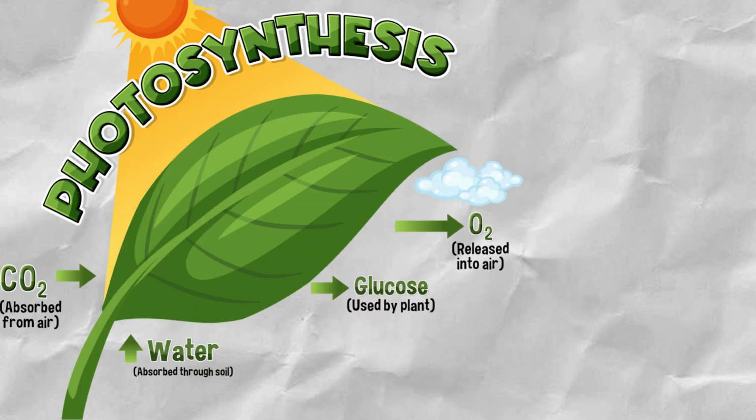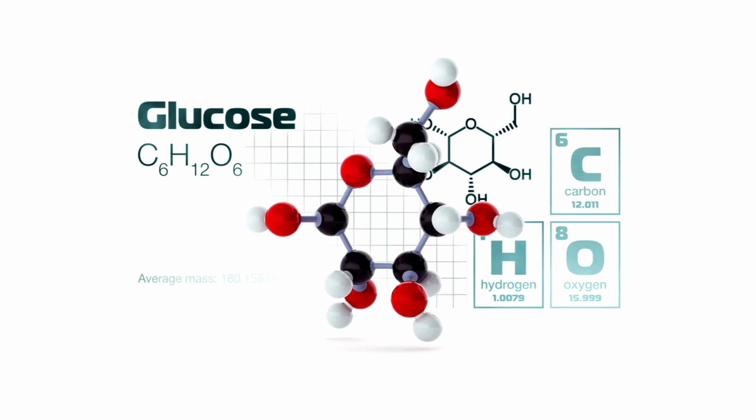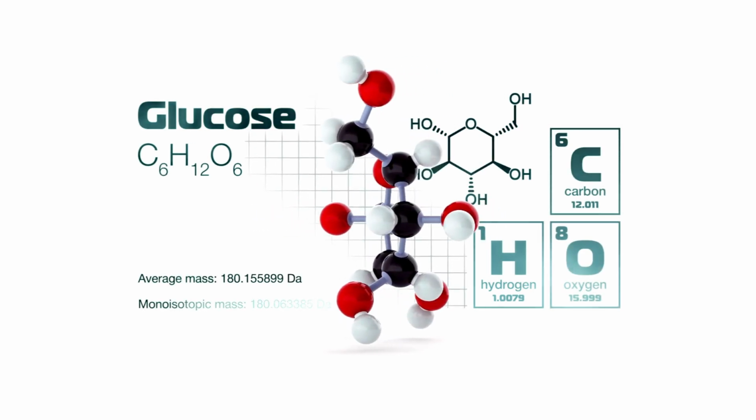Glucose is like a plant's food. It provides the energy for growth, repair, and reproduction. Some of this glucose is stored for later use, while the rest is used right away.